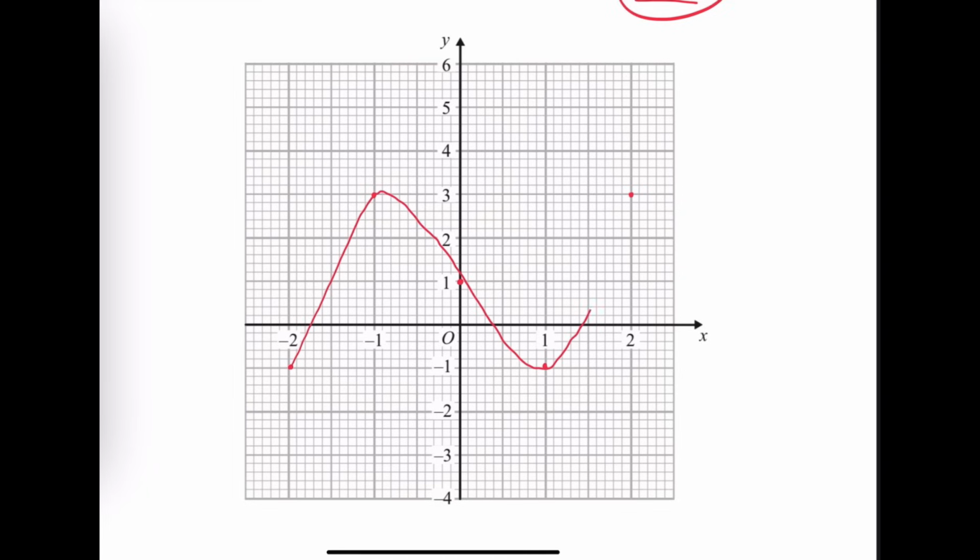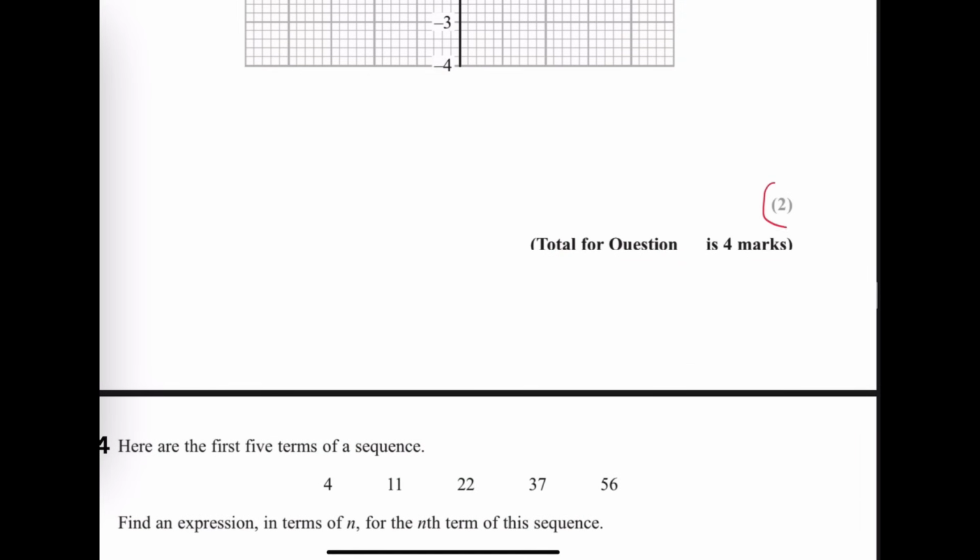You don't use a ruler. You just use your free hand, because it does need to look like it was a curve. If you do it straight lines, point to point with a ruler, you will lose a mark. And these are easy marks.